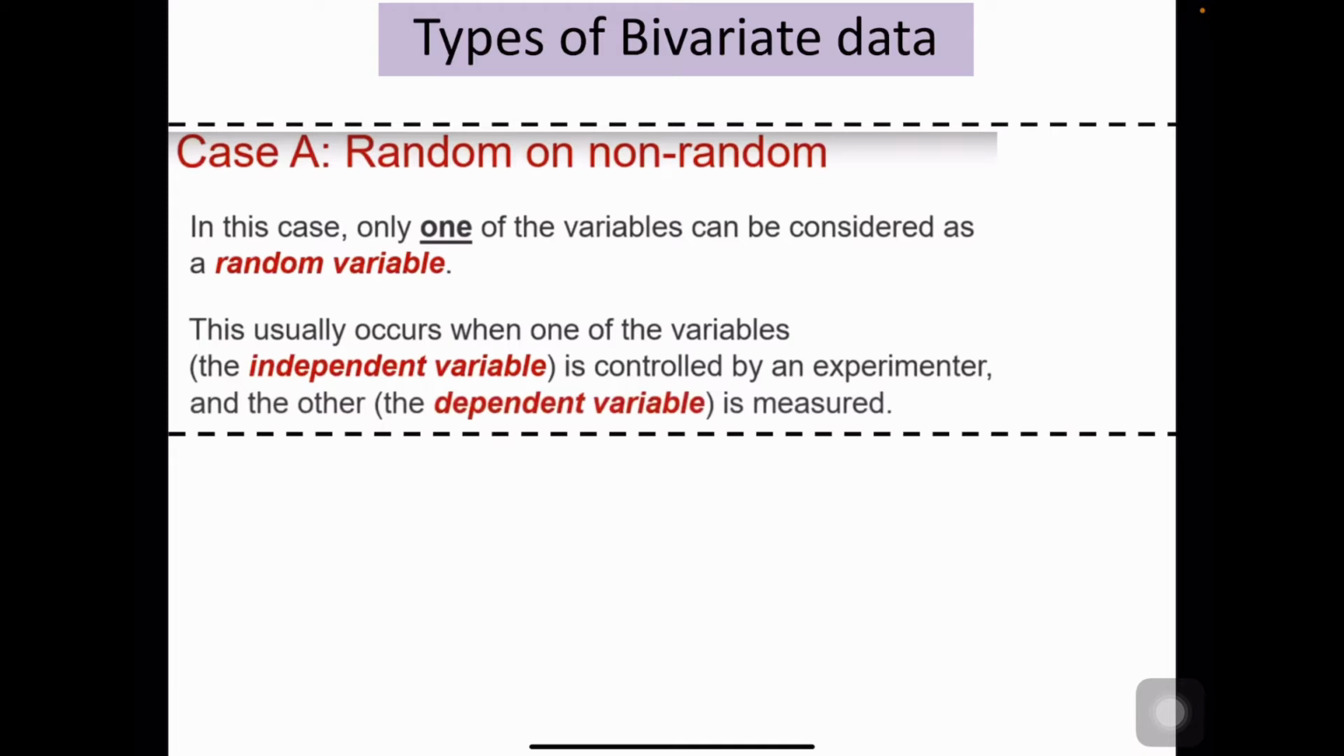So types of bivariate data. We have 2 types of bivariate data. We're going to discuss the first one, which is known as random on non-random. So in this case, only one of the variables can be considered a random variable, and essentially you have one variable which is controlled and the other variable is measured. So the one which is controlled is obviously not random because someone is controlling it, and the other one which is being measured, we're not in control of it, we're going to measure it, and it is random.